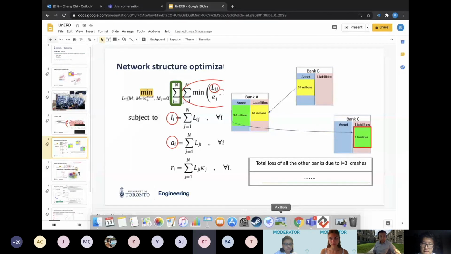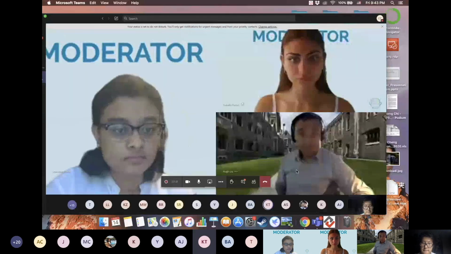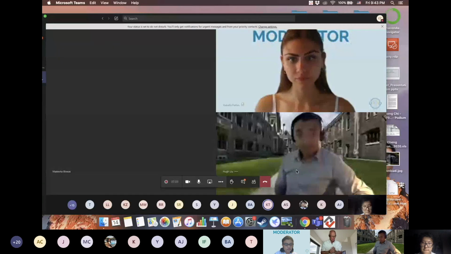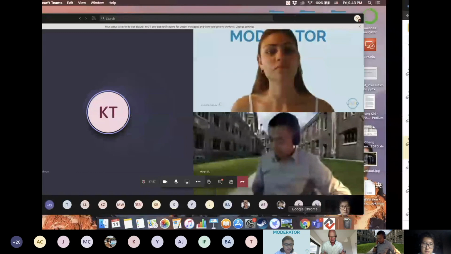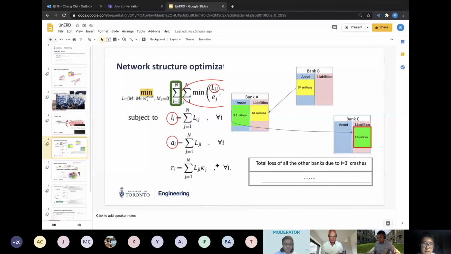Hi, this is Ken Tallman, and I'm curious, what is holding back banks from having done this already? Is it just that this is a kind of new research area? Because it's been a number of years since 2008. Is this something that has been in the works for some time, or is this relatively new research?